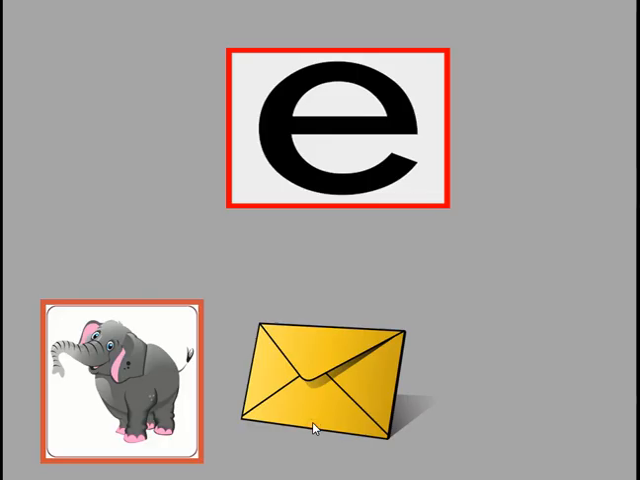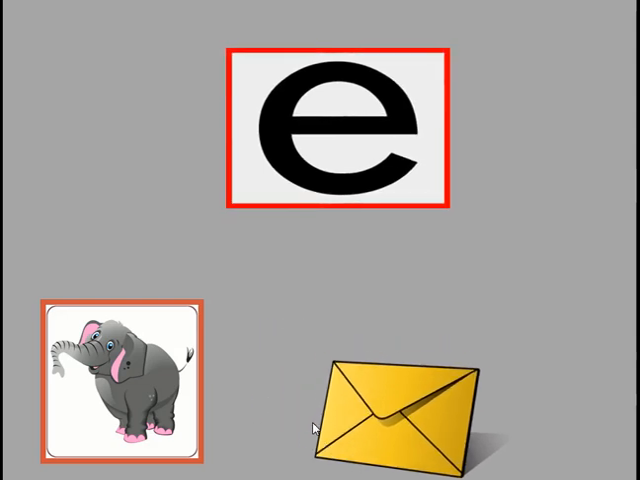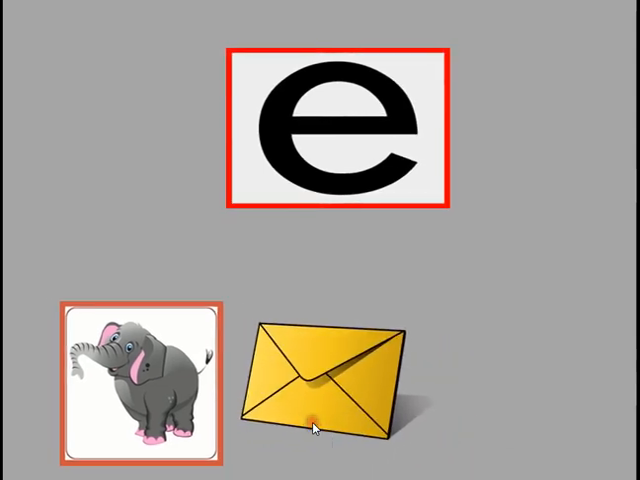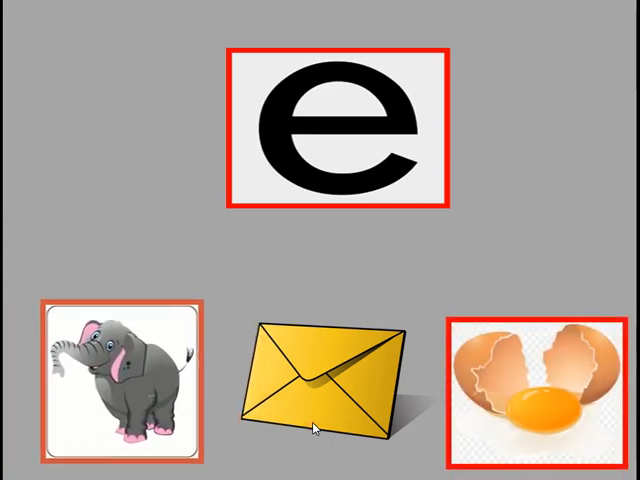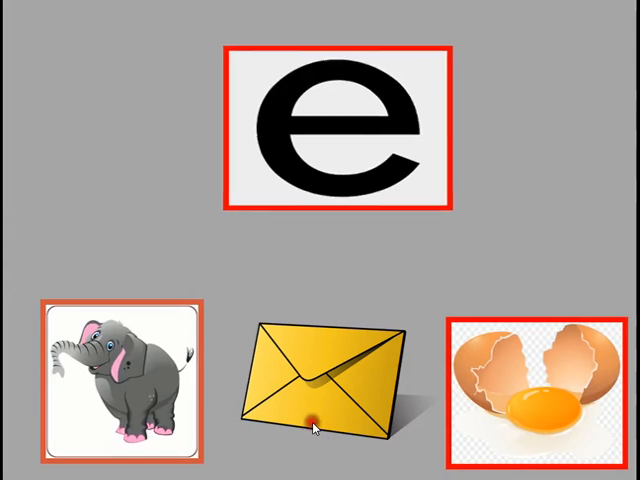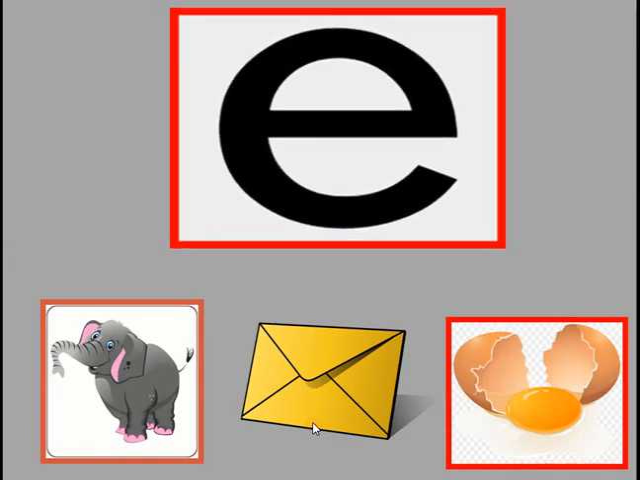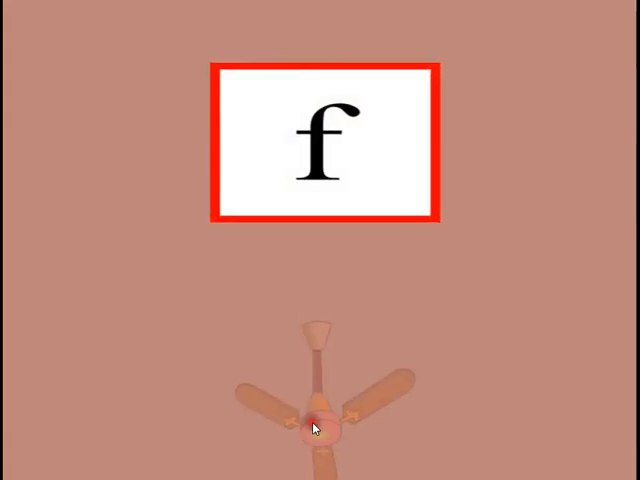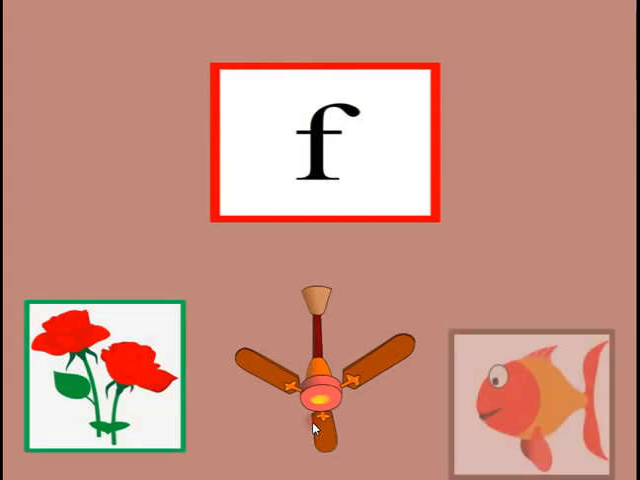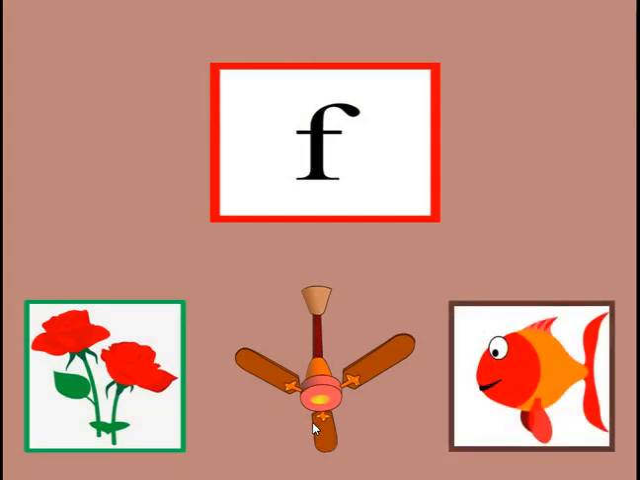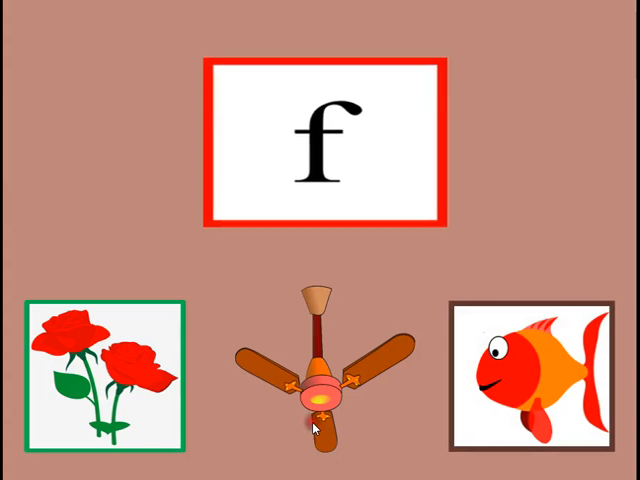This is the letter E. E envelope, E elephant, E egg. This is the letter E. F, F for fan, F for flower, F for fish. This is the letter F.